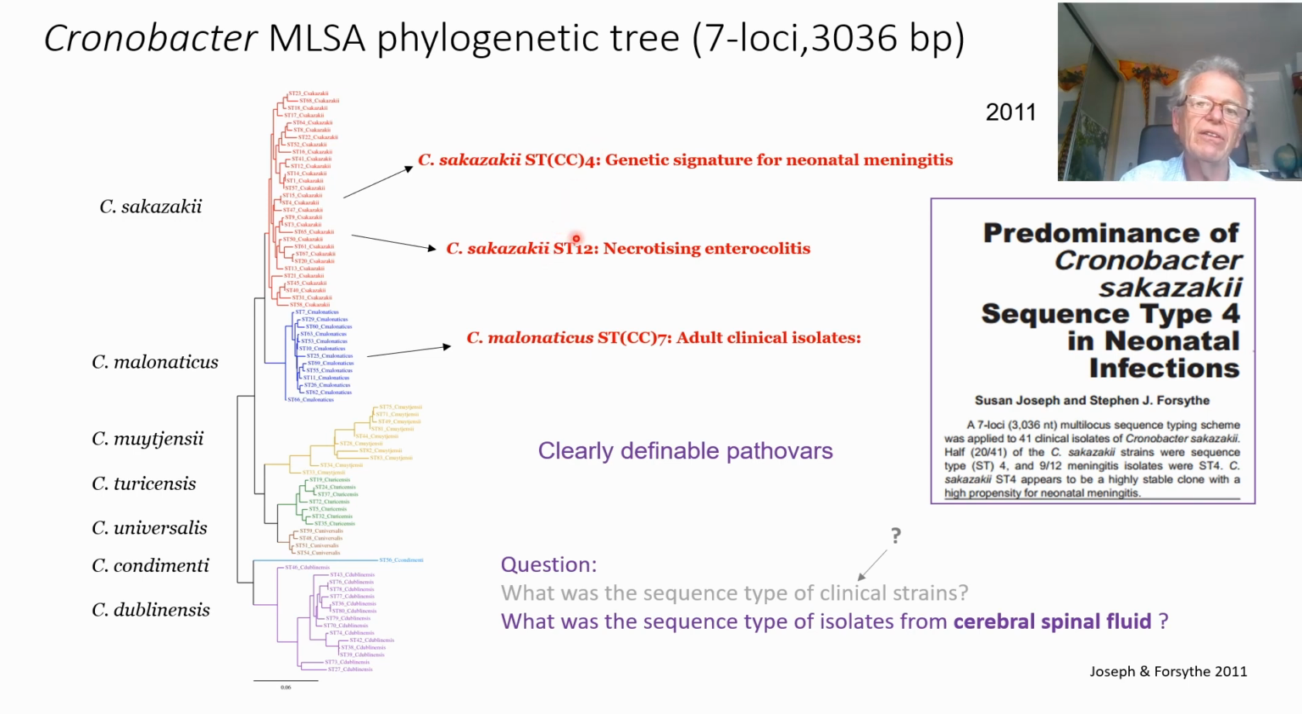but those with necrotizing enterocolitis tended to be sequence type 12, and when we come to adult infections, it's primarily clonal complex 7, Cronobacter malonaticus. So out of the 7 species, the ones which are more clinically important are sakazakii and malonaticus. Malonaticus tends to be more an adult infection organism. Sakazakii tends to be more an infant organism, and within that we have ST4 more with meningitis and ST12 more with necrotizing enterocolitis.